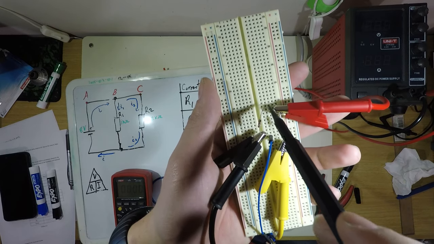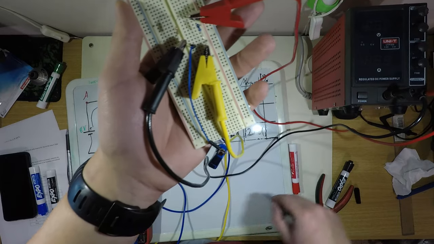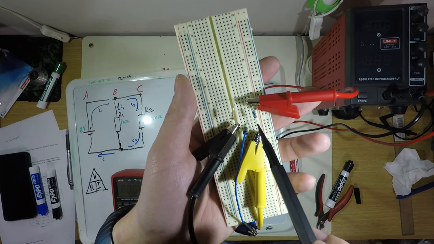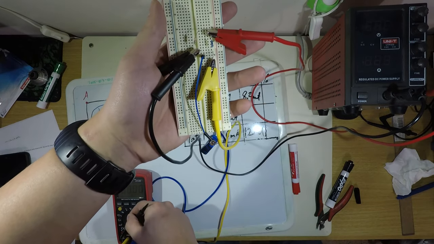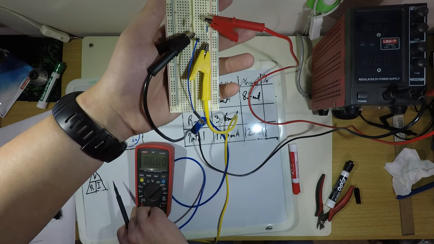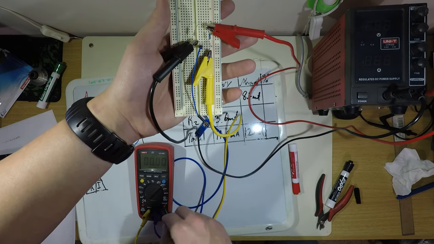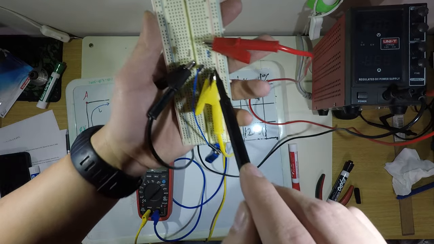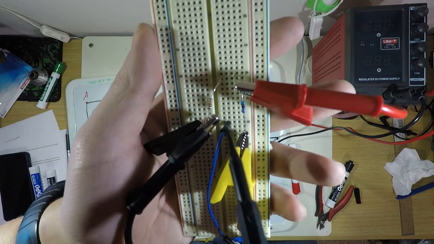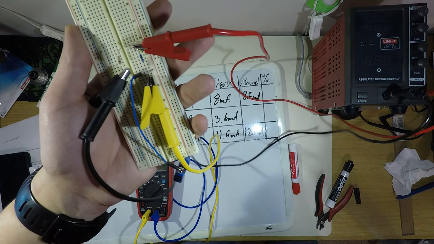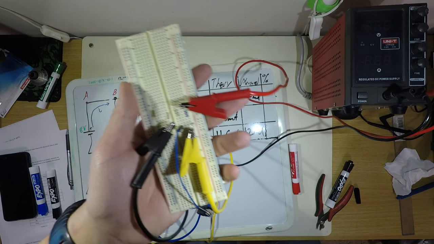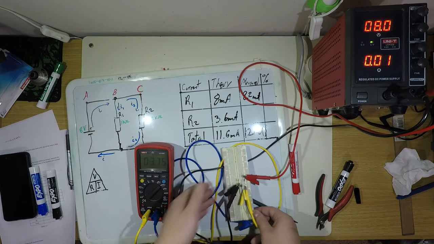I1 comes here, through R1, and then back to the power supply. I2 comes here through R2, into the yellow lead, into our ammeter. Hopefully that's in shot. Into our ammeter, through our ammeter, into the blue, into row 30 of our breadboard, and it comes back to the power supply. So, on the black lead you have I1 plus I2, on the red lead you have I1 plus I2. And, once more, we do that same thing, and we observe the results.